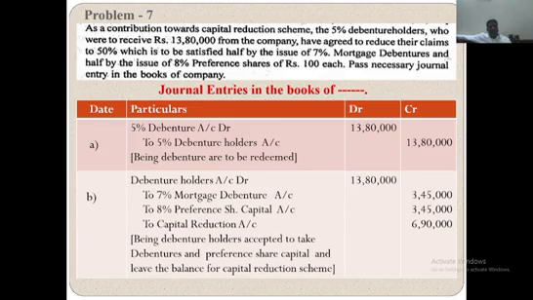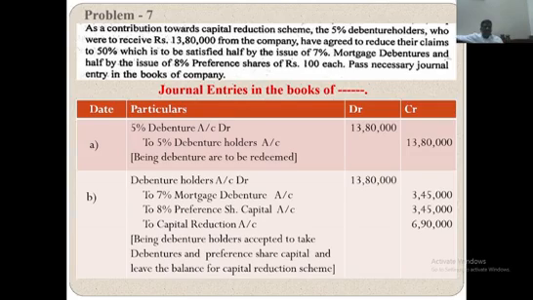13,80,000 to 7% mortgage debenture converted. They have agreed to reduce their claim to 50%, which is to be satisfied by issue of 7% mortgage debentures. So 50% of how much? 13,80,000. First, the 7% mortgage debenture, 50%, you have to take. Then you have to consider the 7% mortgage debenture and the issue of 8% preference shares. So 3,45,000 mortgage debenture, 8% preference share capital also 50%. Total 13,80,000 divided by 2 means 6,90,000. The 6,90,000, 50% for 7% mortgage debenture, then 8% preference share capital account.